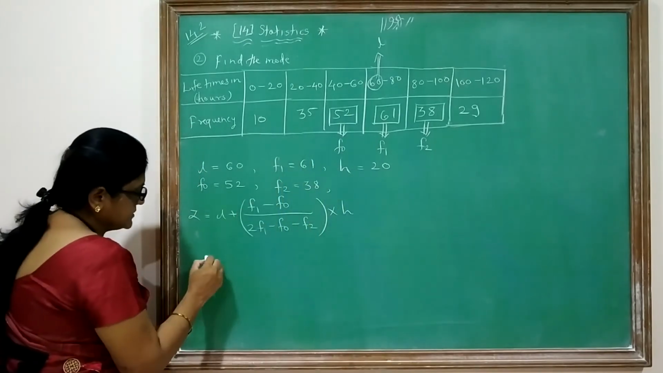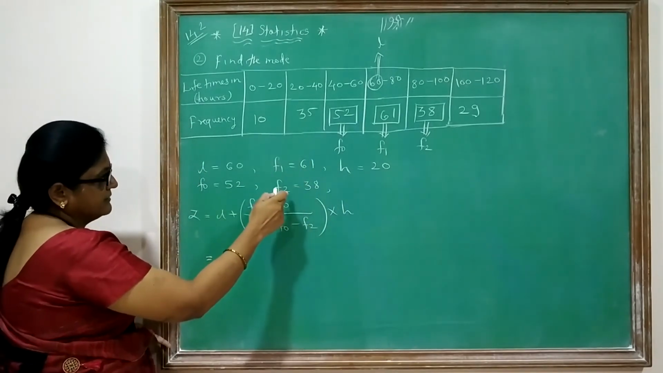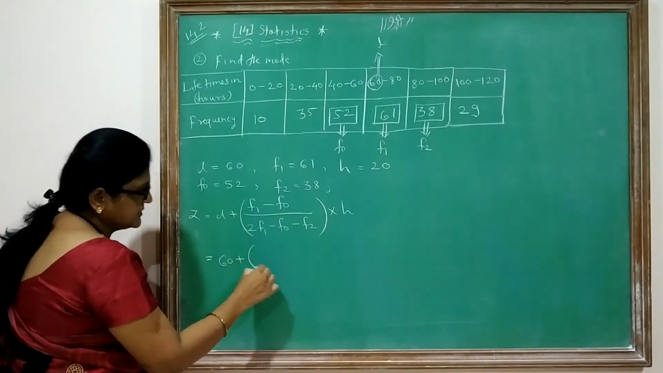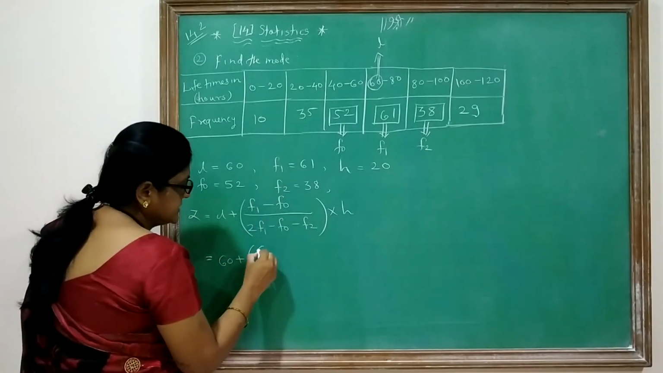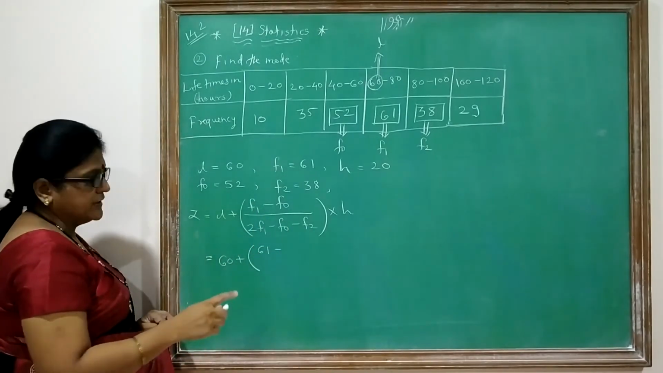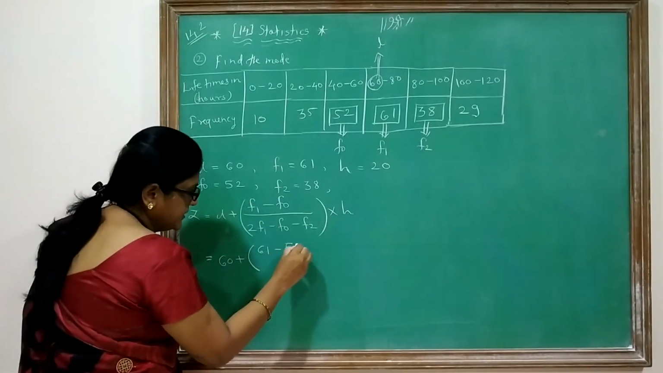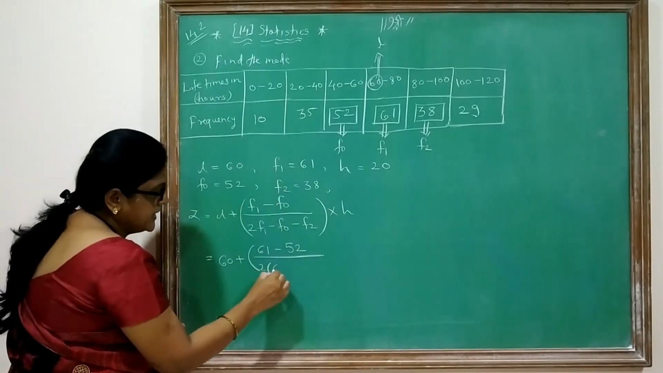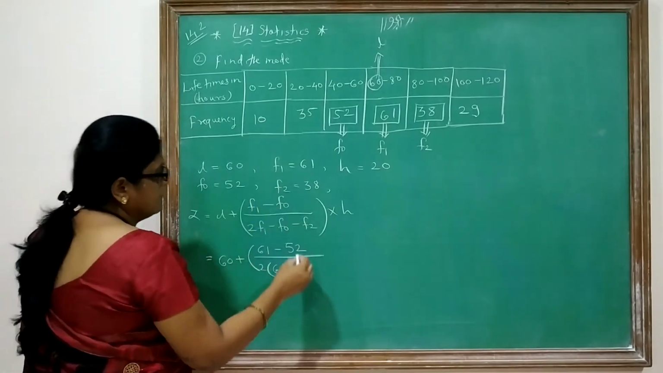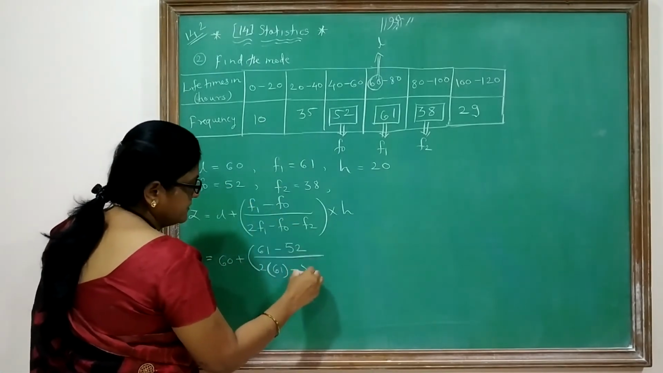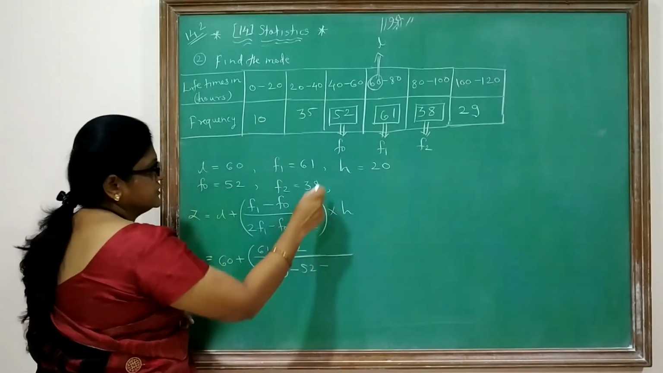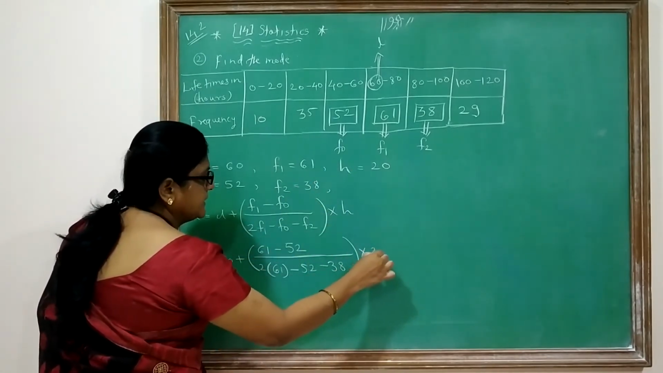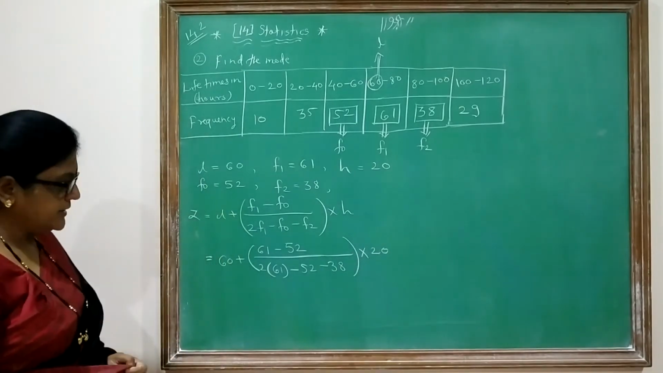Then put in the values. What is your L? L is 60. Then you will write 60 plus F1, which is 61, minus F0, which is 52, divided by 2 into F1, which is 61, minus F0, which is 52, minus F2, which is 38. Here the bracket is complete and your H is 20.